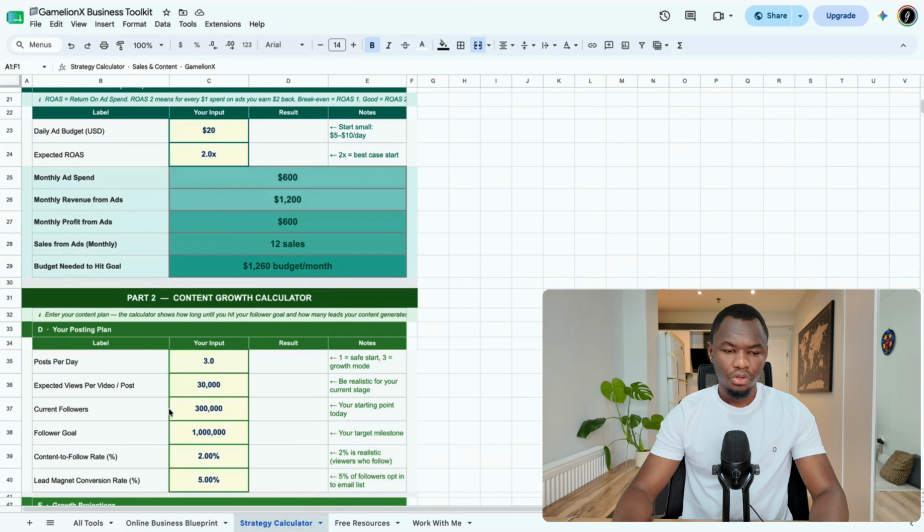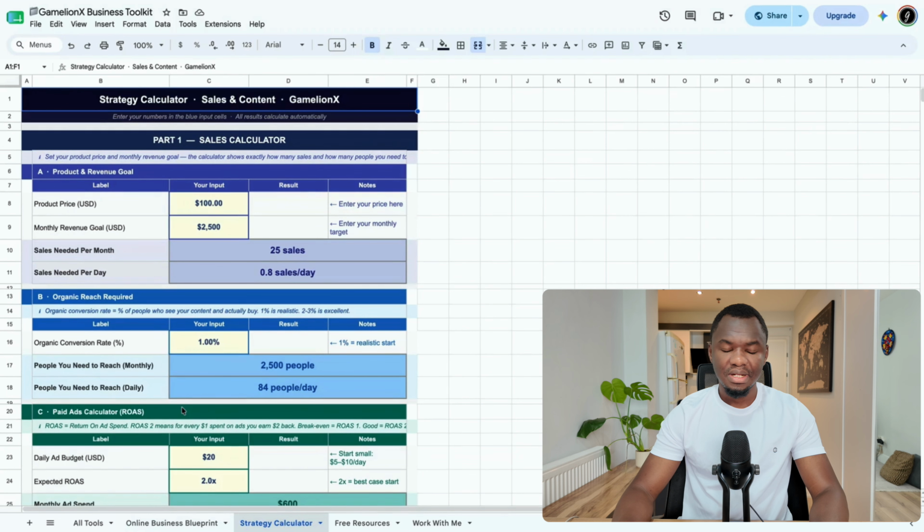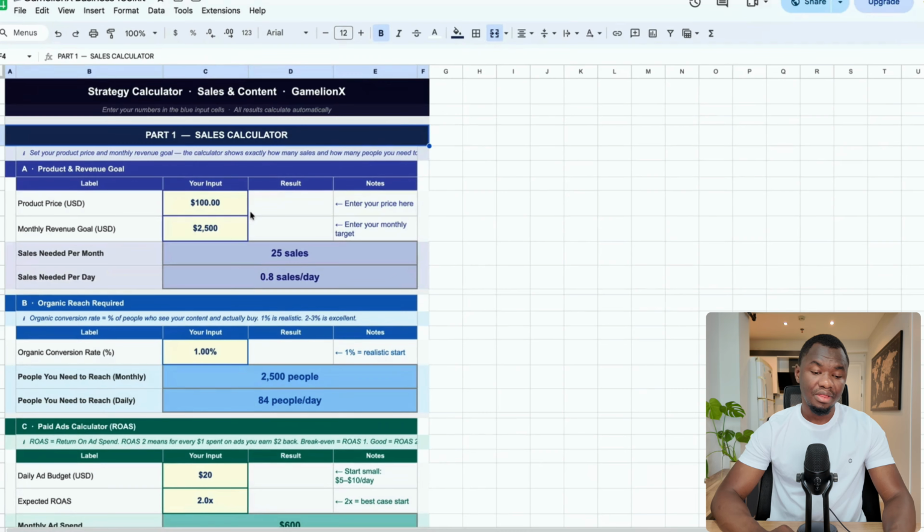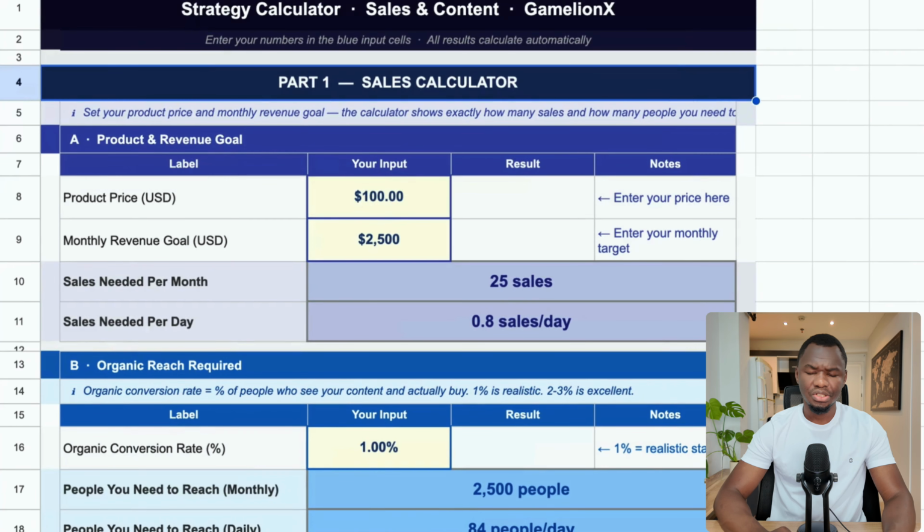The next part, moving on to the strategy calculator. This is the calculator that you need to run your business on a daily basis. This is where we're going to first look at the sales calculator. The sales calculator is very important in as much as everything that you're going to do in your business. So here, let's look at it step by step. The most important thing you need to know is to exactly understand your numbers. Understanding your numbers starts with knowing what is your monthly target, what do you want to make, and also how much you are selling your product for.